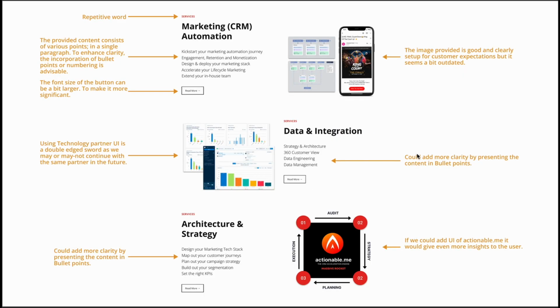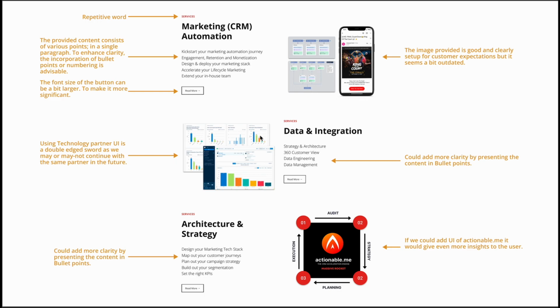The next section after this is the services section. In the services section, the word services is repeated multiple times in the bullet points. All these are bullet points, but at first glance it seems like a paragraph. Only when we read it do we get to know that these are bullet points. And the images shown here are really good. They give exactly the idea about our service. So these are good, but it can be improved a little.